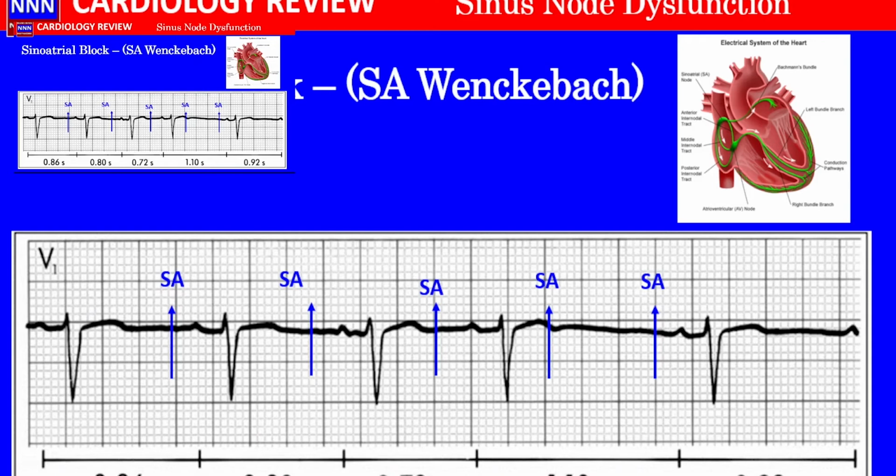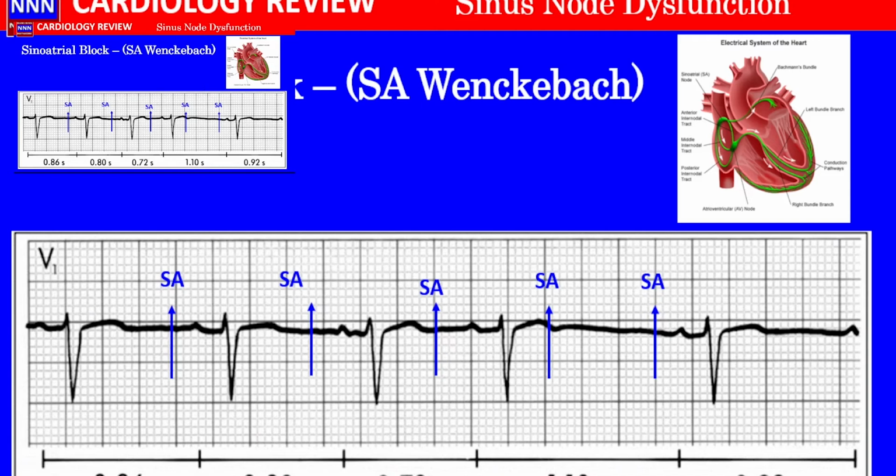As a result, the PP intervals get shorter, just like the RR intervals get shorter in the regular Wenckebach block. So if you see something where the PP intervals are getting shorter until you see a dropped P wave, then you should be thinking about sinoatrial Wenckebach block. You may never see this, but it's important to know, especially if you're a cardiology fellow.